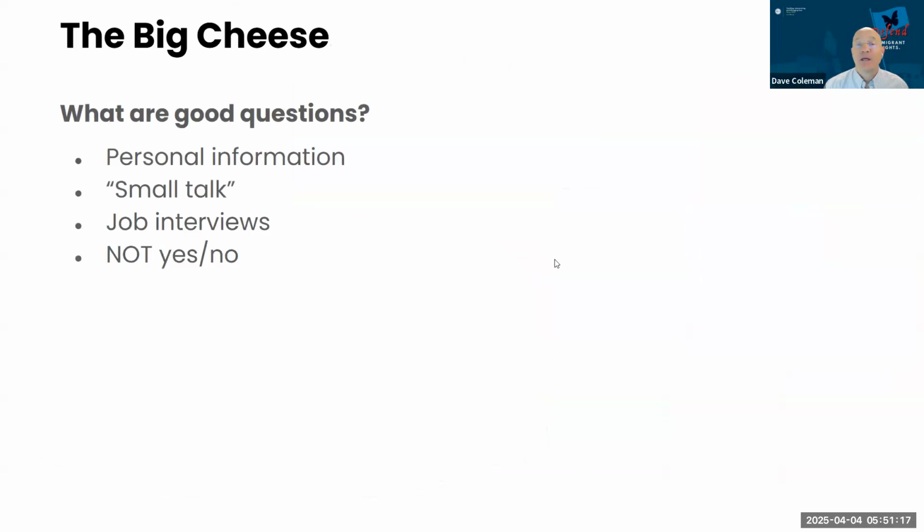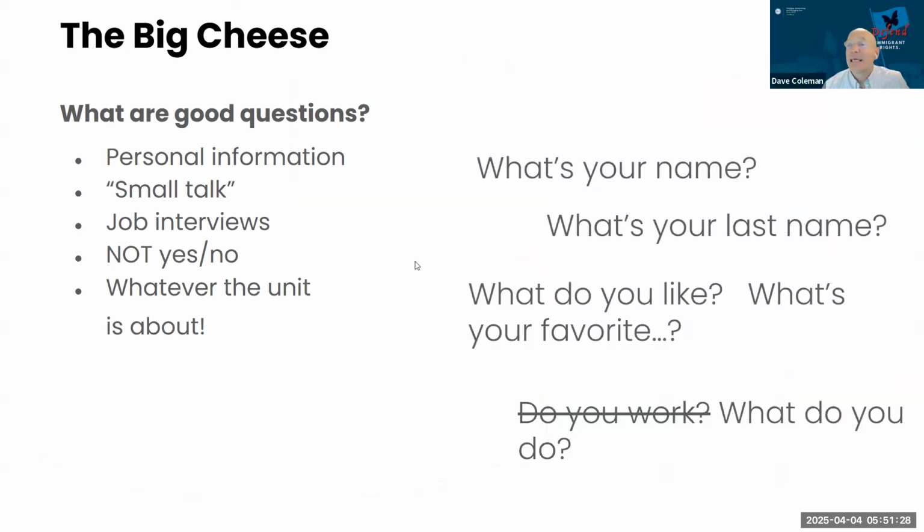These are the good questions that you want students to ask the big cheese. You don't want them to be yes or no questions. And you want to tie it to the unit if possible. But in the beginning, it's whatever they can say. And I give them the questions for beginners. What's your name? What's your last name? What do you like? What's your favorite color? What's your favorite food? What's your favorite music? We don't say, do you work? Because that's yes or no, and we don't want them to just say yes. We want the big cheese to answer about him or herself.